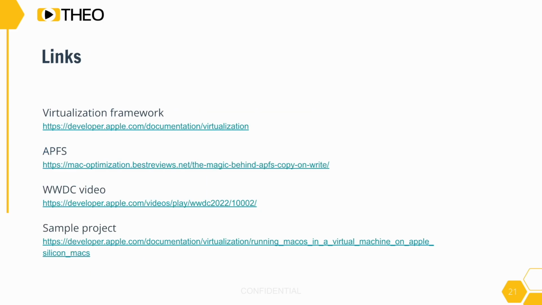I shared you information about the virtualization framework. You can see all the APIs. You can read about copy on write on the second link. There's a nice video from the WWDC where they explain how to make virtual machines, what they do, how they work. You can set up a Mac version and a Linux version based on the video. It's pretty nice. And there's a sample project from Apple.